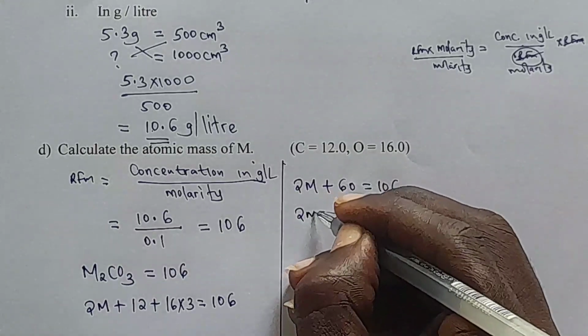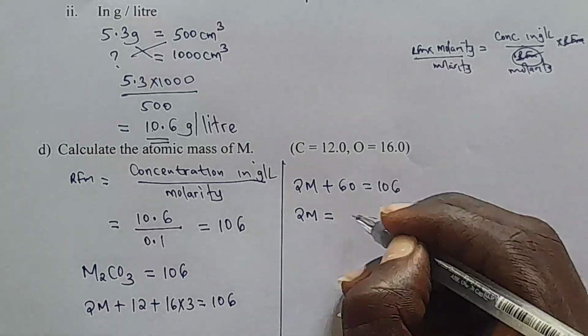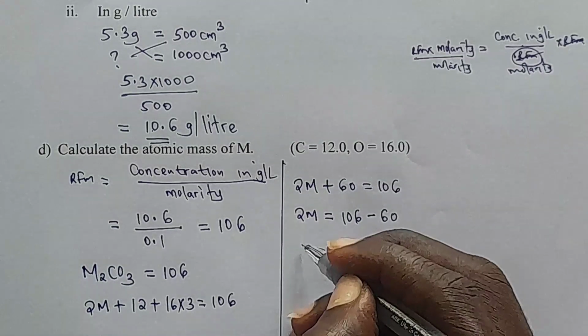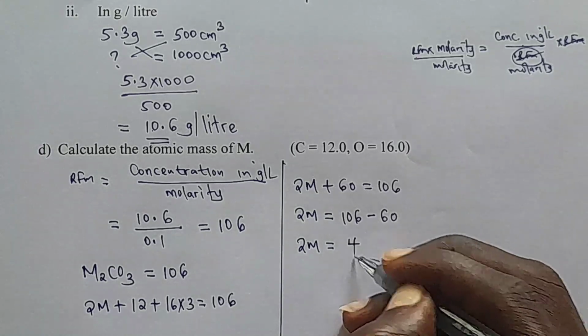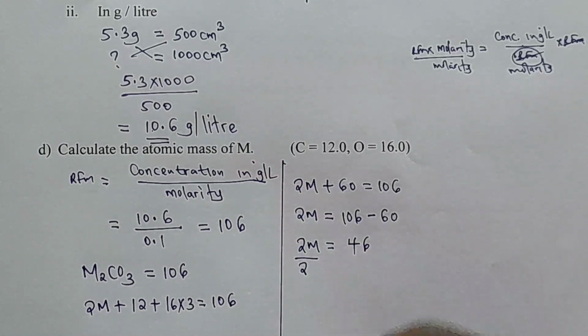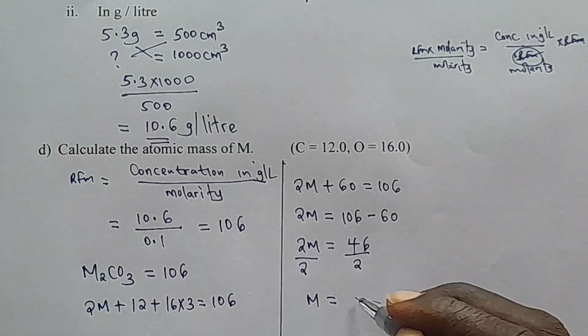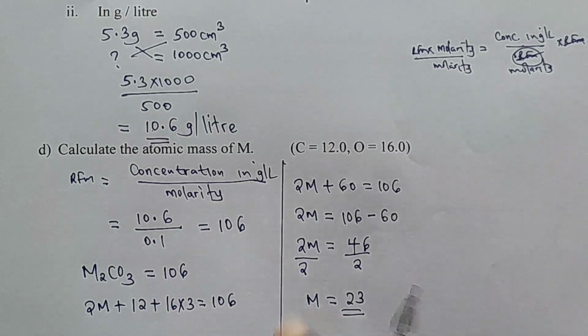So if you want to say 2M, it will be equal to 106, and this 60 will go on the other side and becomes minus. 2M will be equal to 46. Then if I want to get M, I divide by 2, I divide here by 2. M will be equal to 23. So in case we are asked the identity of M carbonate, it is sodium carbonate, because that element M is sodium, because sodium has a relative atomic mass of 23. That's the end of our lesson.